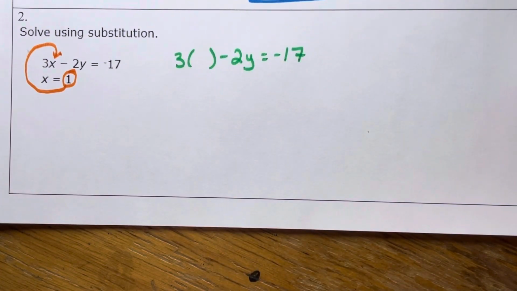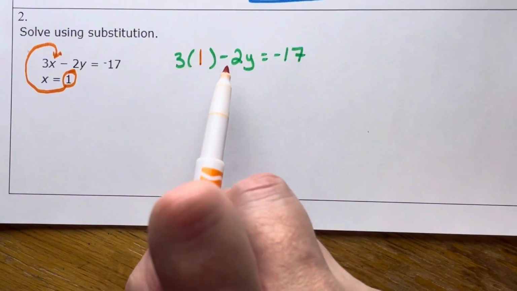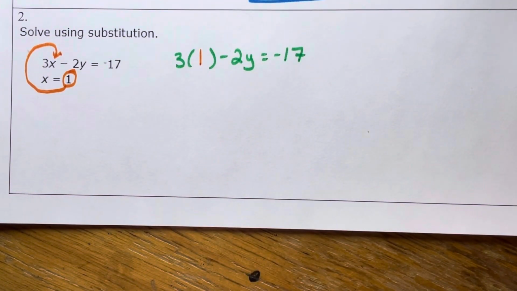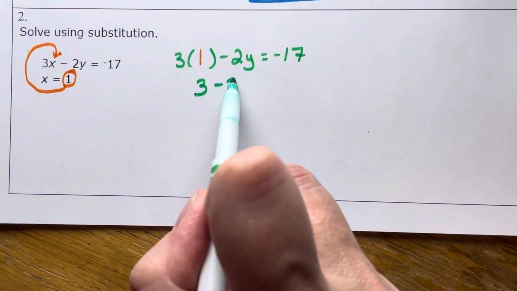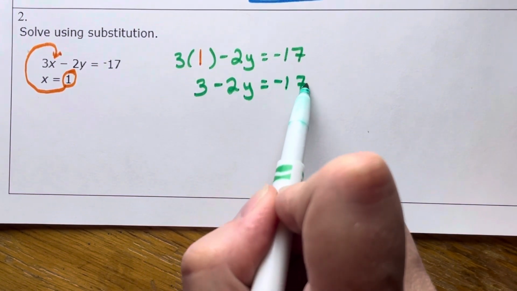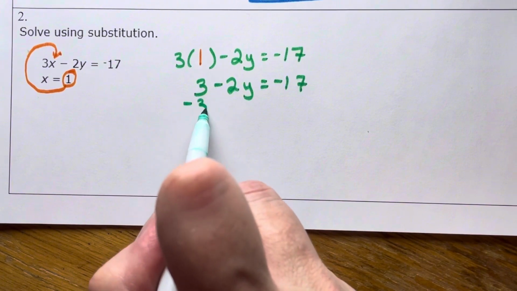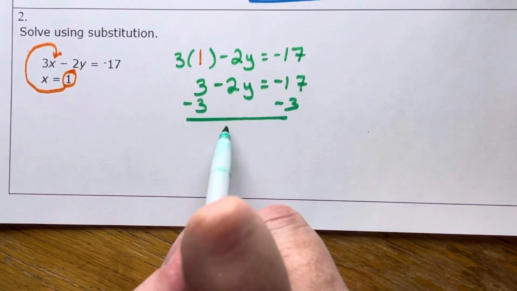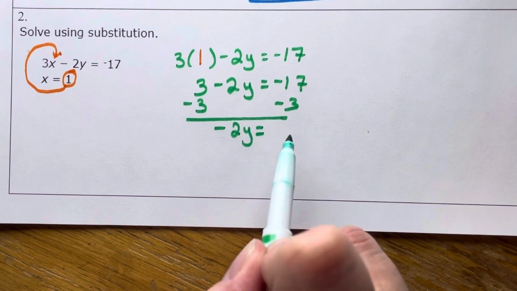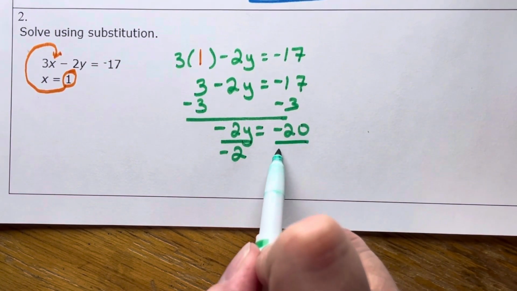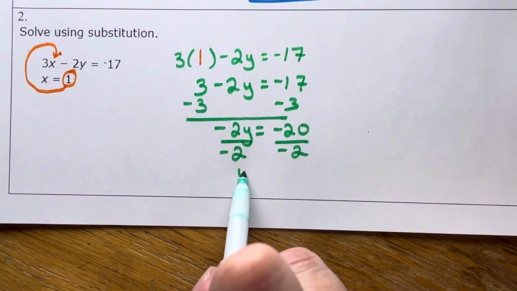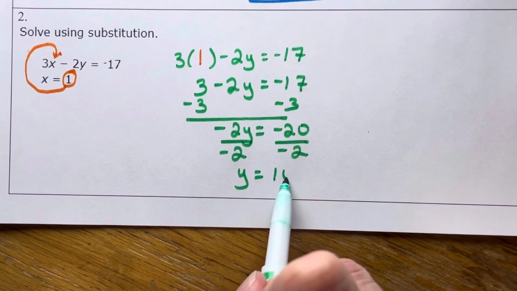So our first equation becomes 3 times 1 minus 2y equals -17. Let's start solving for y as we are instructed in step 3. 3 times 1 is 3, minus 2y equals -17. Let's subtract 3 from both sides, giving us -2y equals -20. We'll finish this off by dividing both sides by -2, and thus y equals 10.